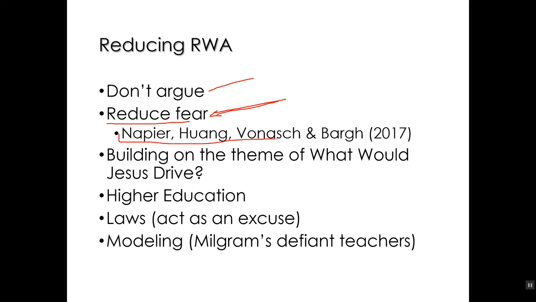A very, very interesting manipulation was developed by Napier et al. 2017, not about right-wing authoritarianism, but about prejudice in general, working on the idea that fear usually causes prejudice and discrimination. What Napier and her colleagues did was they asked people just to imagine that they had superpowers, like they could fly like Superman. And that manipulation, just asking people to think about flying like Superman, caused them to feel less threat, and it caused them to be more socially liberal, less racist, and more accepting of social change.